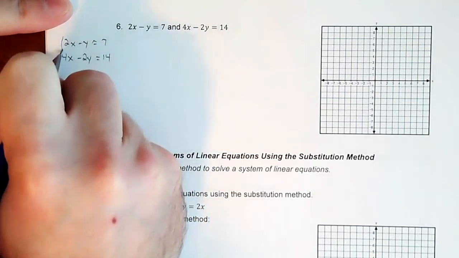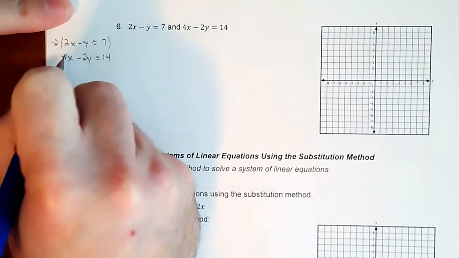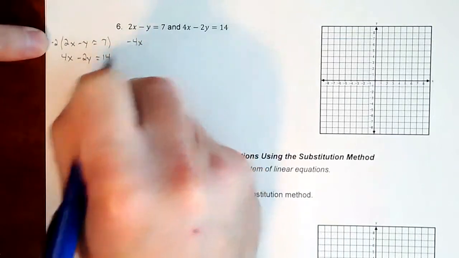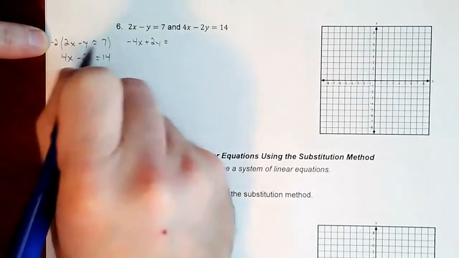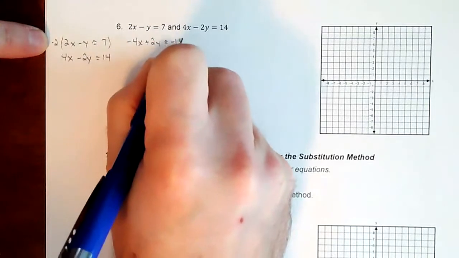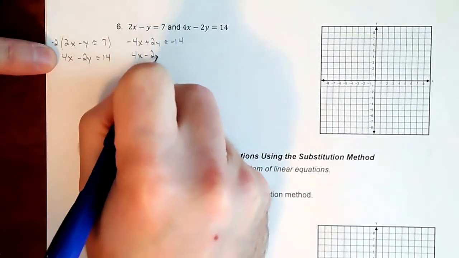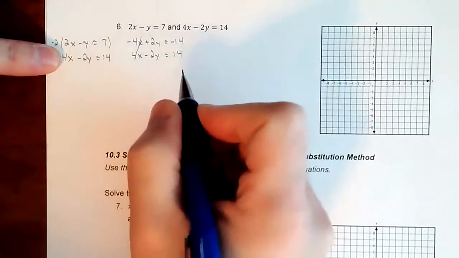So I'll multiply the top equation by -2. That'll make it a -4, which will cancel with a +4. So -4x plus 2y equals -14. And then the bottom one, we have 4x minus 2y equals 14. Okay, so we cancel our x's like we planned.